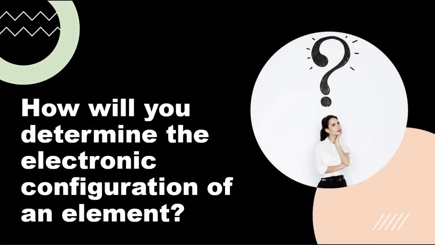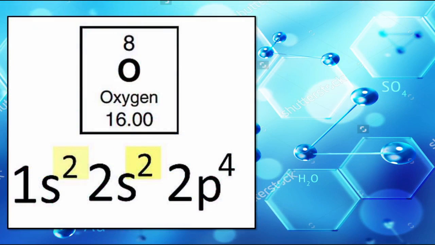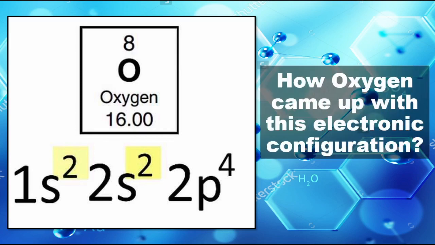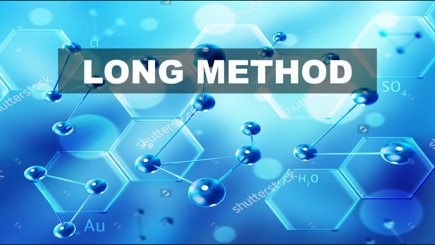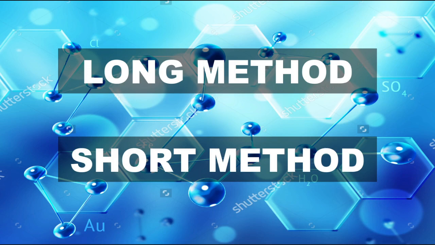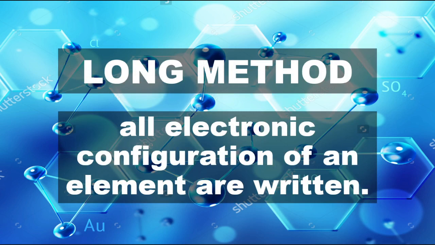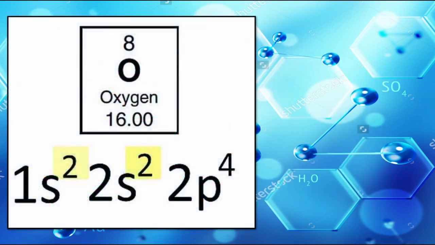Take a look at this example. Oxygen has this electronic configuration, which is 1s2, 2s2, and 2p4. How did oxygen come up with this electronic configuration? The answer is this. There are two methods to get the electronic configuration of an element. The first one is the long method, and the second one is the short method. In the long method, all electronic configurations of an element are written. In the given example a while ago, the electronic configuration of oxygen, 1s2, 2s2, 2p4, is the long method.